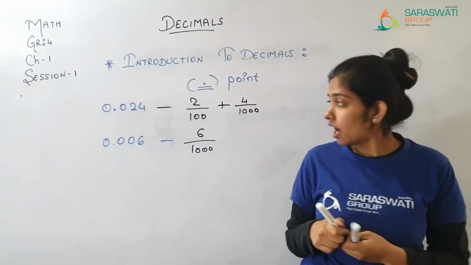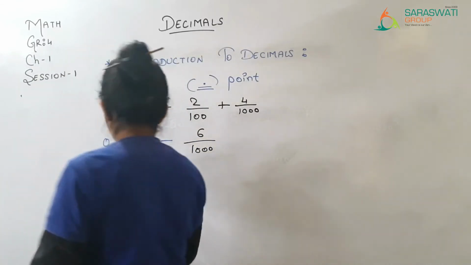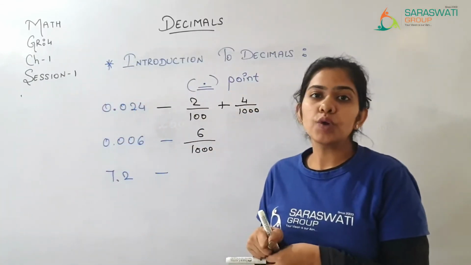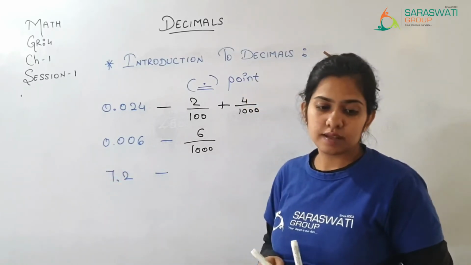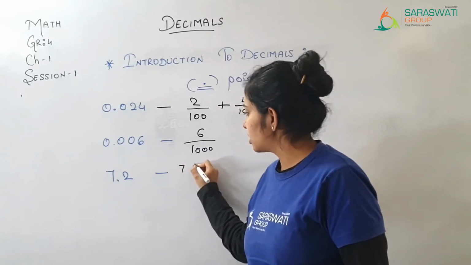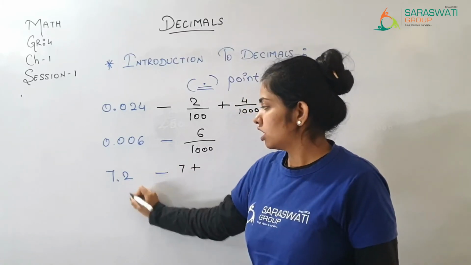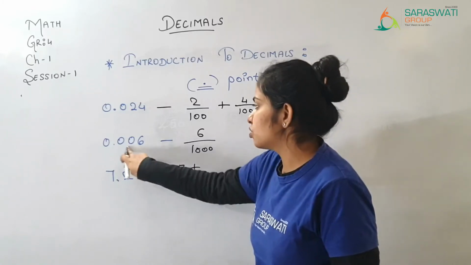Right? Now if it is said as 7.2. So how we are going to write? In the whole part it is given 7. So only 1 is there, so we will write only 7 plus 2 is there, so it is 2 by 10 because no zeros are there.